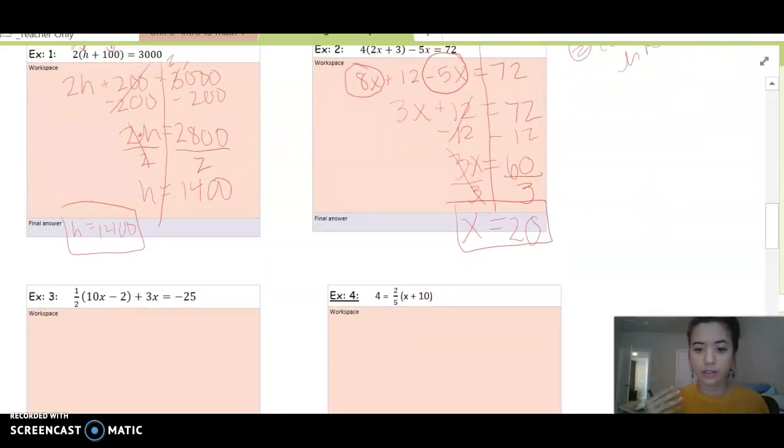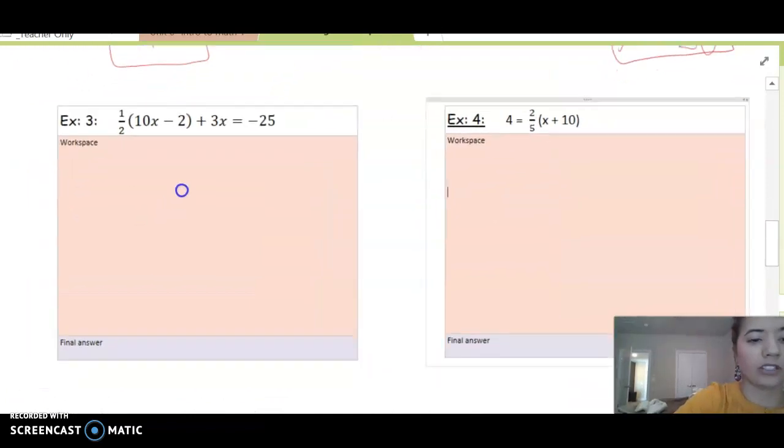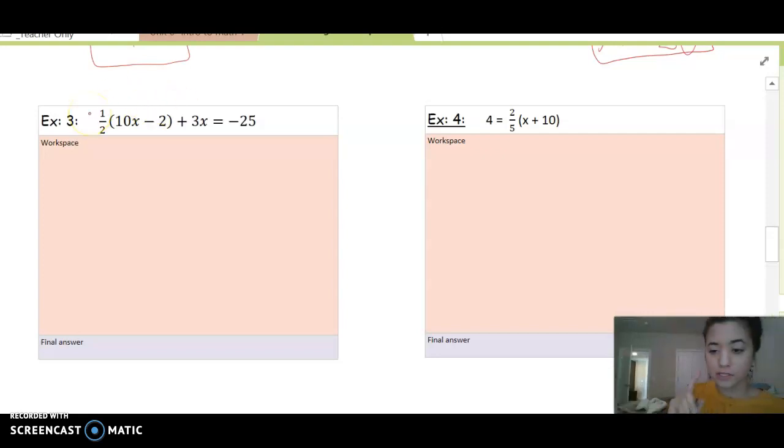Alright, if you need to look at this longer, go ahead and pause me. I'm going to keep moving on. So now we're getting into fractions. This is where that stuff came in from the refresher at the beginning. I'm going to do the same thing. I'm going to distribute my number outside to the inside. Again, it leaves the 3x alone because that's not inside my parentheses.